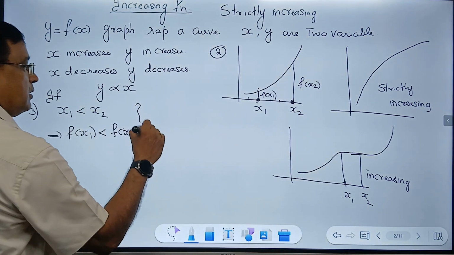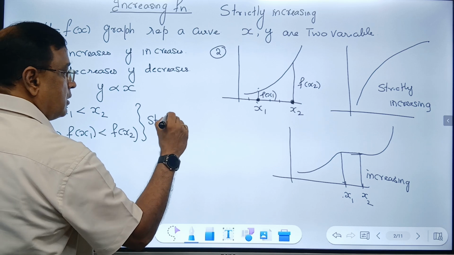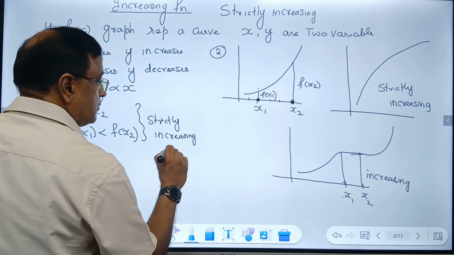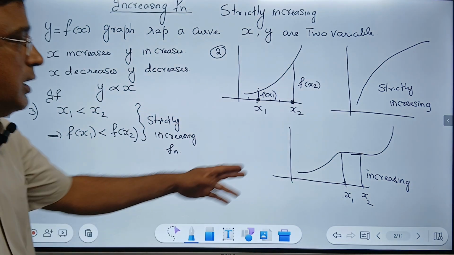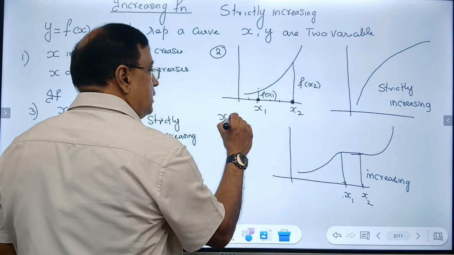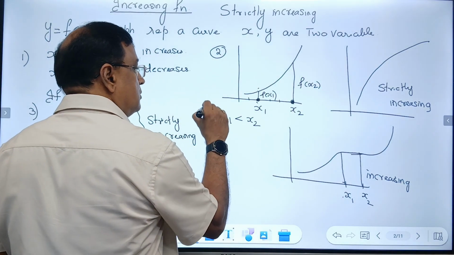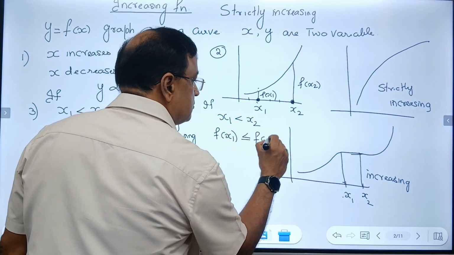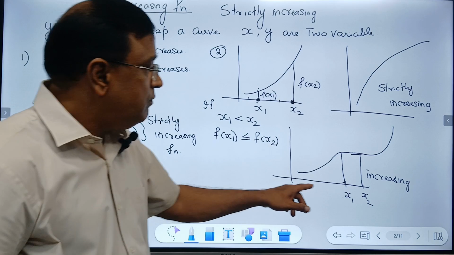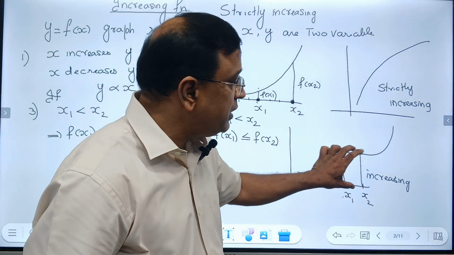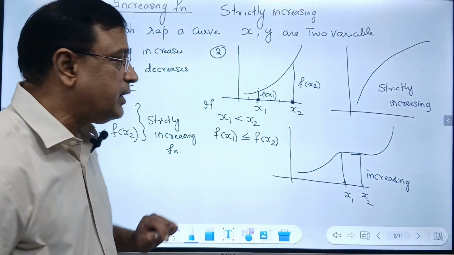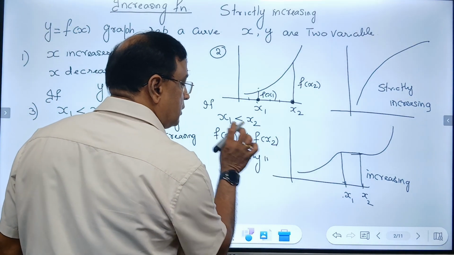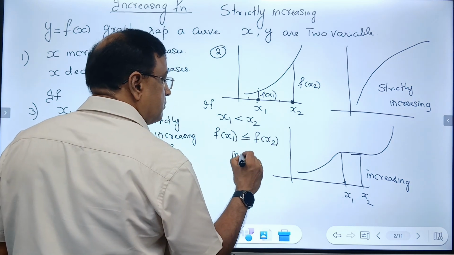This is the case for strictly increasing function. Whereas if you look at this situation, for x1 less than x2, f of x1 can be less than or equal to f of x2. There are cases where for x1 less than x2, you can have f of x1 equal to f of x2. So when you have this equal to sign, you call this function, sorry, not strictly increasing, just say, increasing.